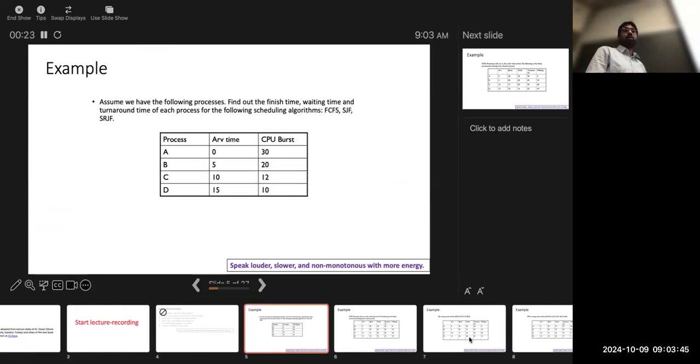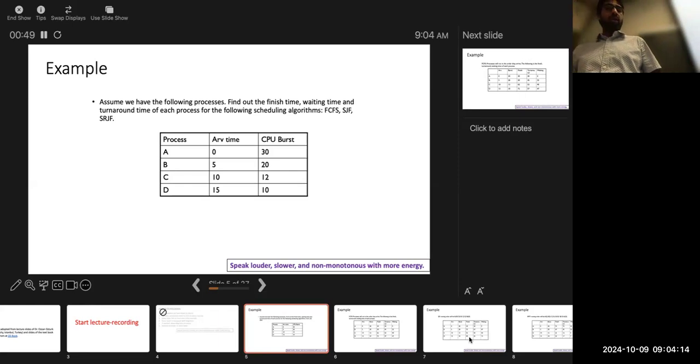We had a set of processes and the arrival time with also the CPU burst time for each one of them known. We did the example using the first come first serve algorithm where we found their finish time, their waiting time, and turnaround time for each process. So let's do this example again using shortest job first and shortest remaining time job first algorithm. It will also help you wake up.